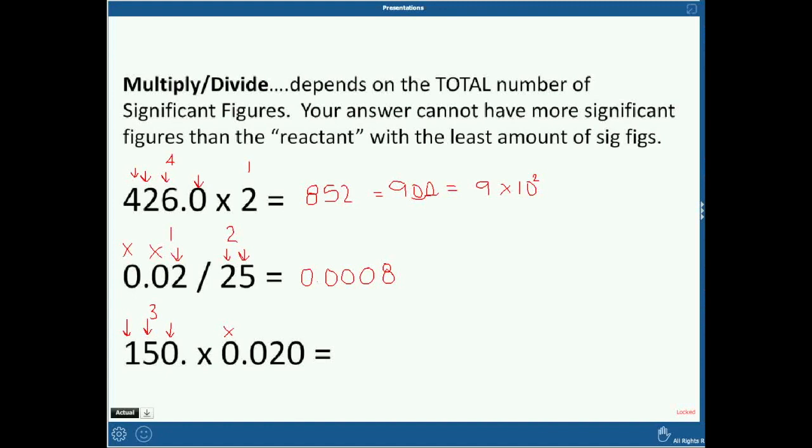This one is not significant because it's a 0 in the front. This one's not significant because it's a 0 in the front. This 2 is significant because it's a normal number. And this 0, someone took the effort to write the 0. So that means that one's significant. So this means our answer is going to need to have 2 sig figs.